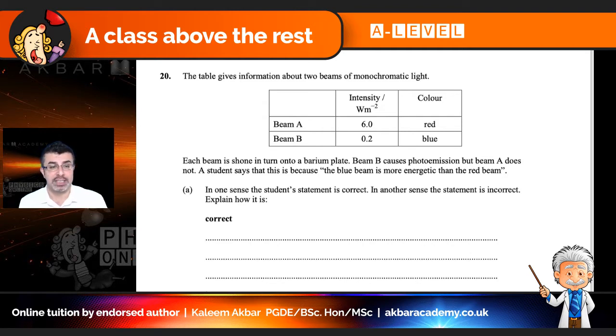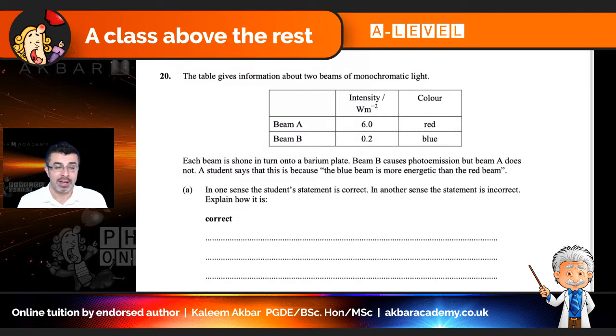We've got two colors here, red light and blue light. Remember, red is roughly 700 nanometers, so it's a longer wavelength than blue light, which is around about 400 nanometers. So each beam is shown in turn onto a barium plate. Beam B causes photoelectric emission, but beam A does not. A student says that this is because the blue beam is more energetic than the red beam. In one sense, the student statement is correct. In another sense, the statement is incorrect.